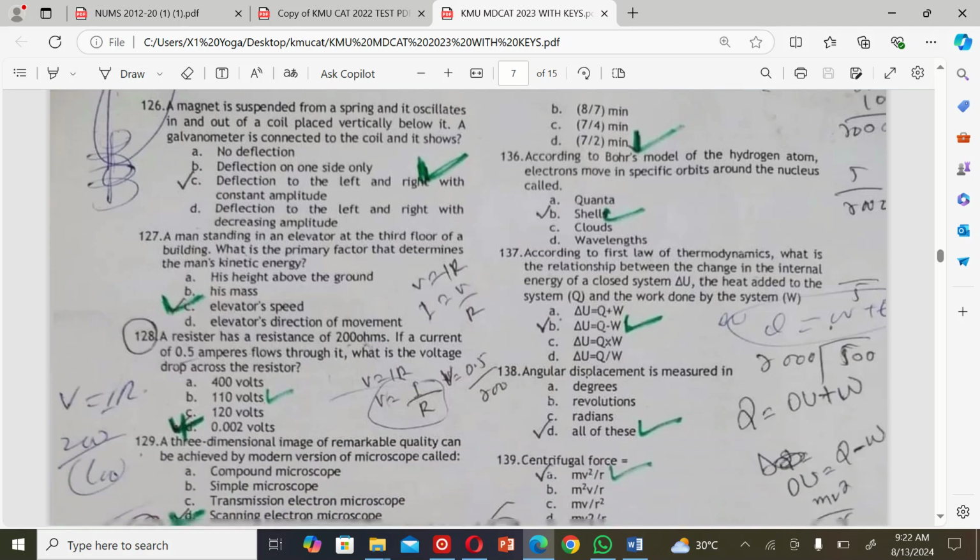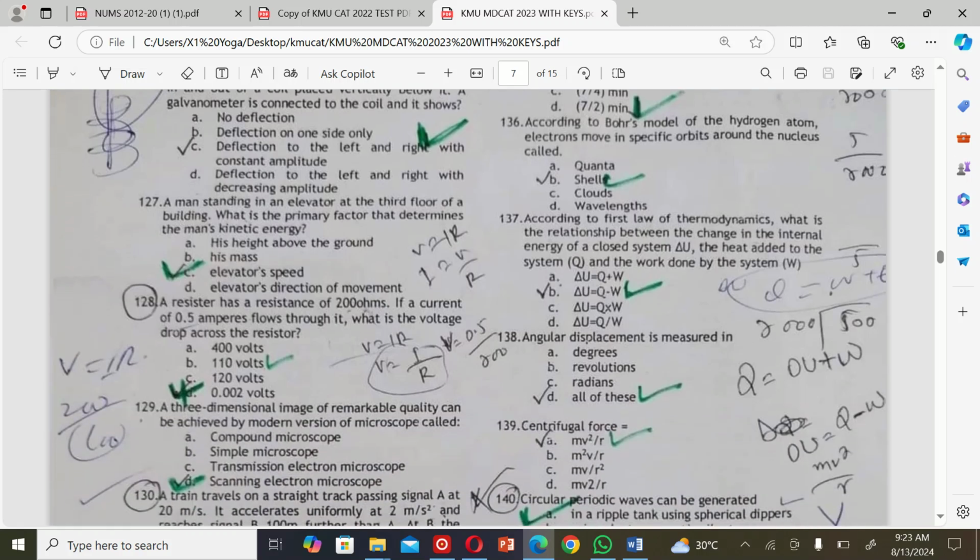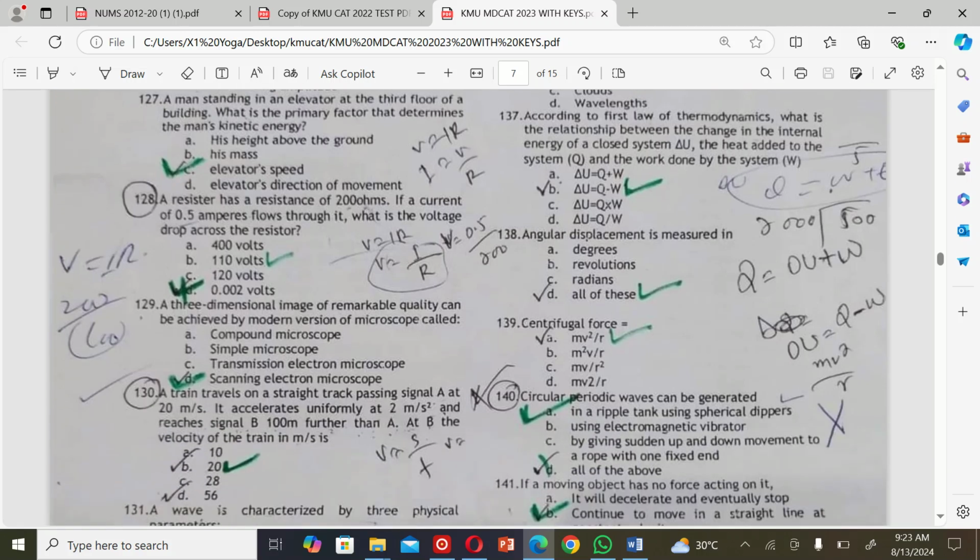The next MCQ is: a man standing in an elevator at the third floor of a building. What is the primary factor that determines the main kinetic energy? A. His height above the ground. B. His mass. C. Elevator speed. And D. Elevator direction of movement. So the correct option is C. Elevator speed.